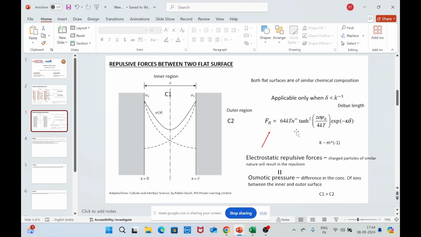So together you can write this as the osmotic pressure, and then your repulsive forces as 64 k T N infinity, where k is your Boltzmann's constant. It's not kappa, it's Boltzmann's constant, times T, that is your temperature, times N infinity. I hope everyone remembers what N infinity is. Any response from your side? What is N infinity?